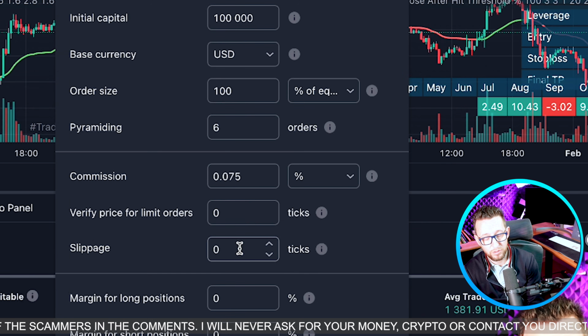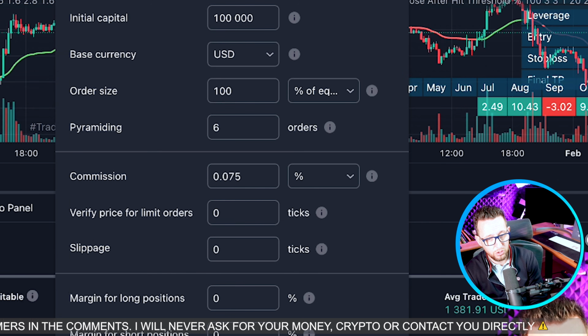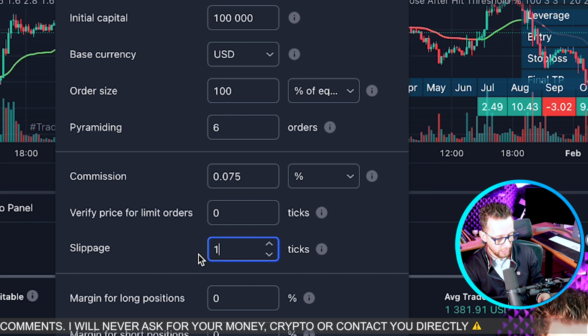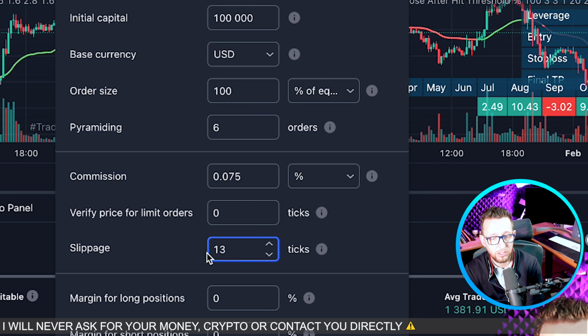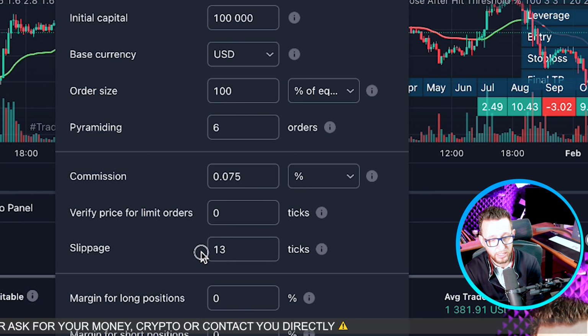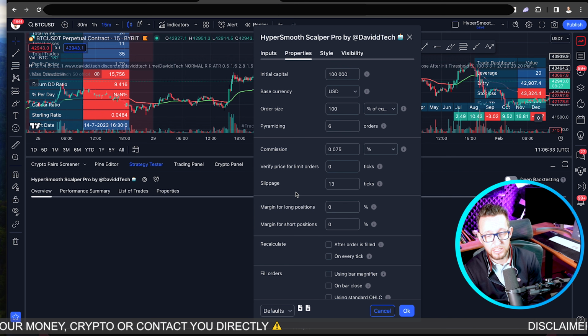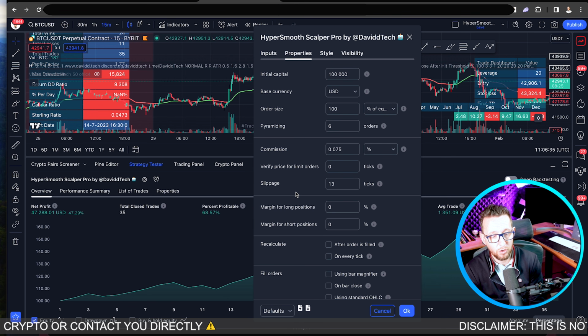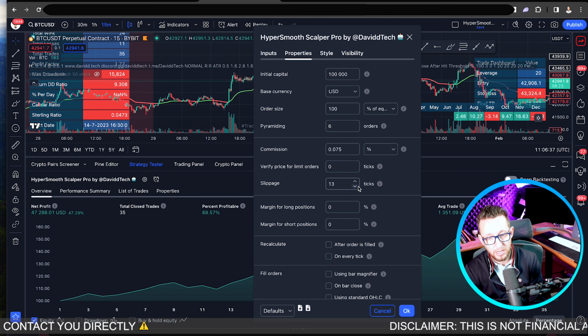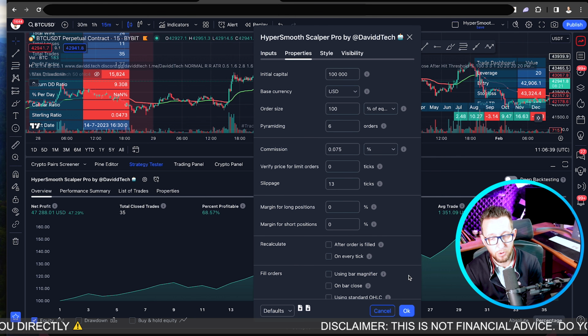So that small reduction actually is huge. Don't forget to set your slippage as well. Generally about 13 on BTC is what I set mine to. I try to overcompensate for slippage, adding 13, maybe a little bit more as well.